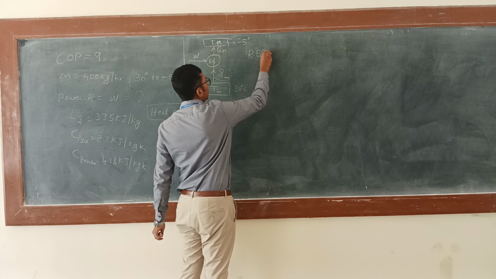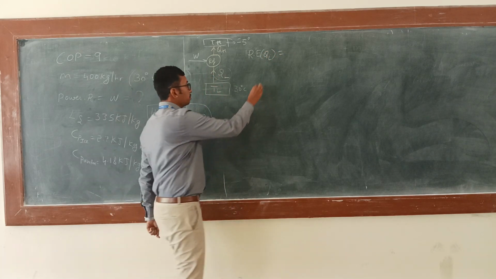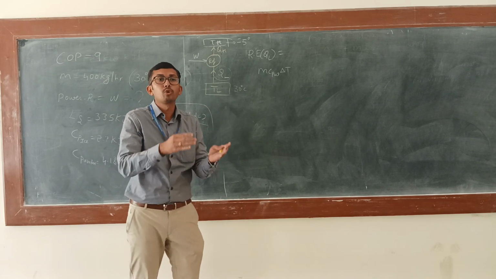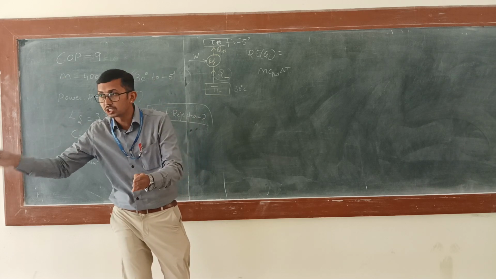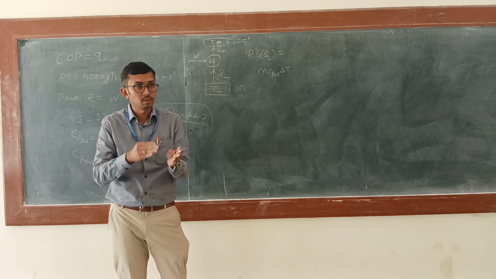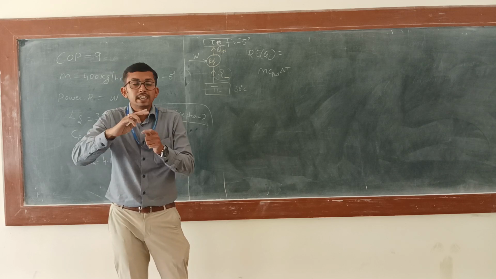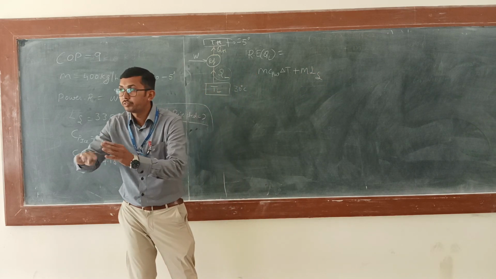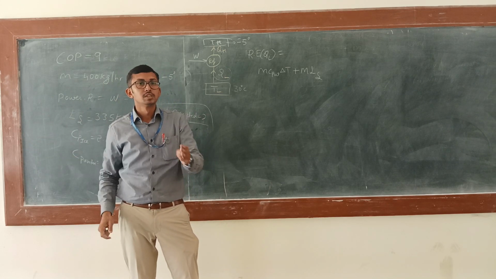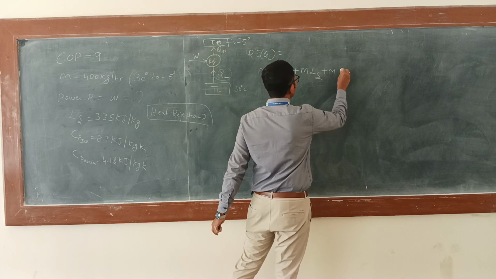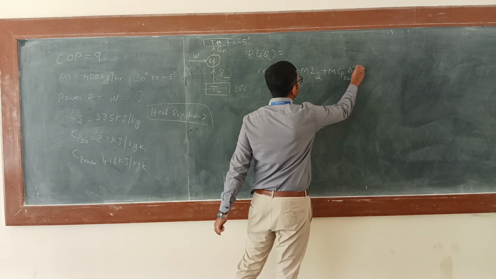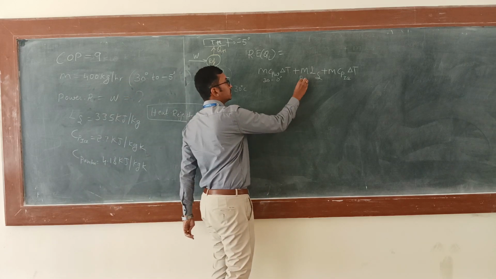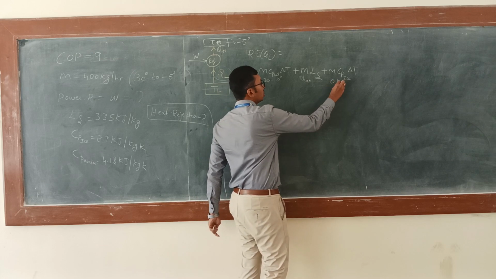RE, that is QL, is equal to M Cp water delta T plus M into LS plus M into Cp ice delta T. The first term is to convert the water from 30 degrees Celsius to 0 degrees Celsius. Then it undergoes the phase change, so plus M into LS, the phase change from water to ice. The last term is to convert the ice from 0 to minus 5 degrees Celsius.